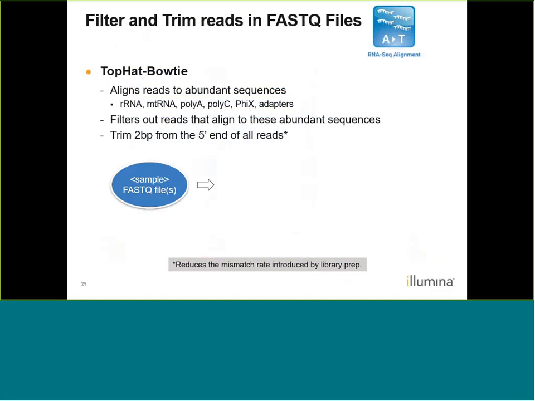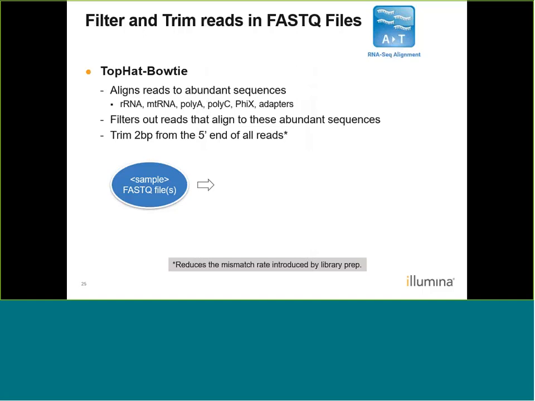When we filter and trim our FASTQ files, we mean that we're going to align the reads to abundant sequences in order to get rid of them. These abundant sequences are rRNA, mitochondrial RNA, poly-A, poly-C, SpikeIn, and any adapter. This alignment is done with TopHat Bowtie, and there is no option to change that. This is just the default for filtering your files. So the filtered reads are going to remove any abundant sequences from the FASTQs.